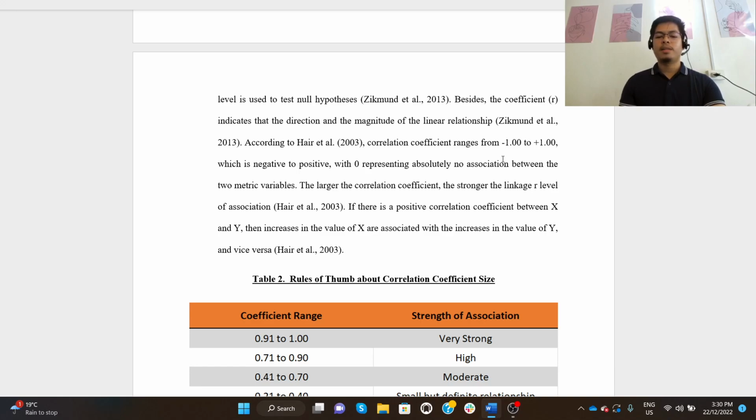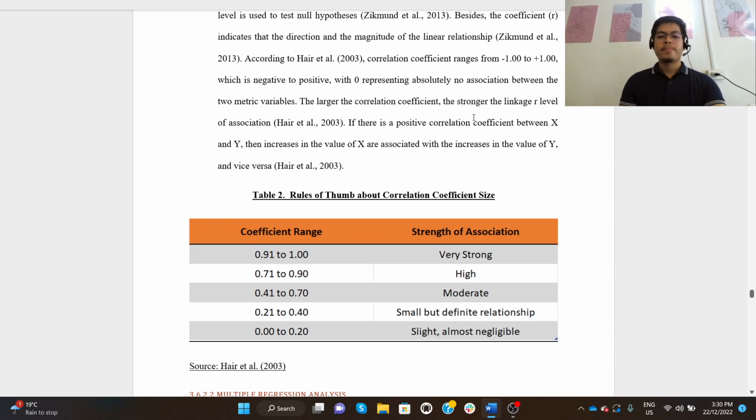According to Hare et al. 2003, a correlation coefficient ranges from -1 to +1, which is negative to positive, with 0 representing absolutely no association between the two metric variables. The larger the correlation coefficient, the stronger the linkage or level of association. And if there is a positive correlation coefficient between x and y, then increases in the value of x are associated with increases in the value of y and vice versa.